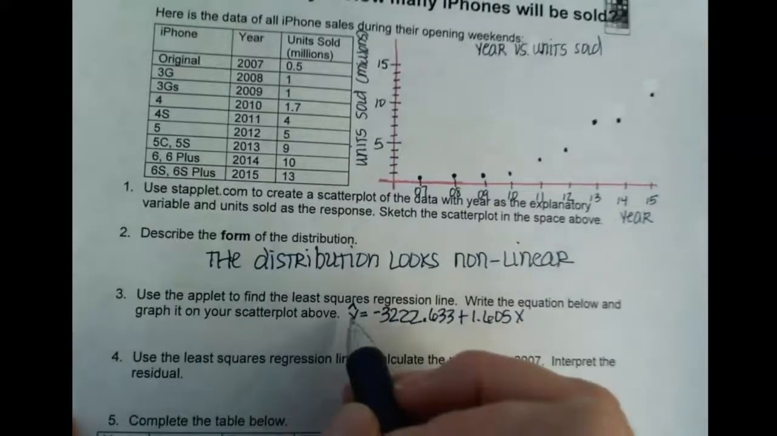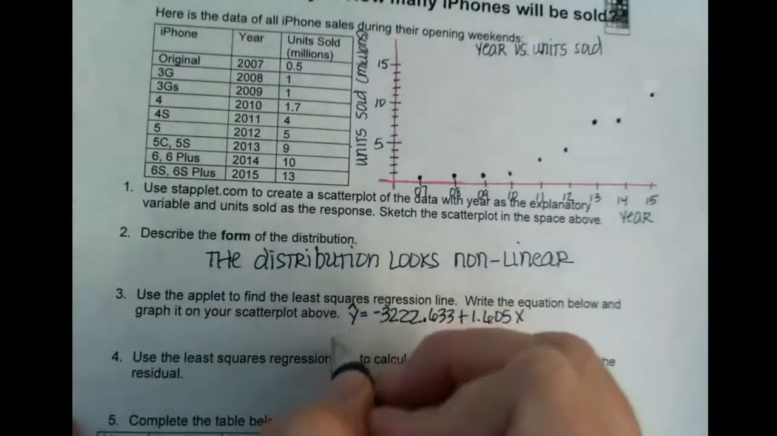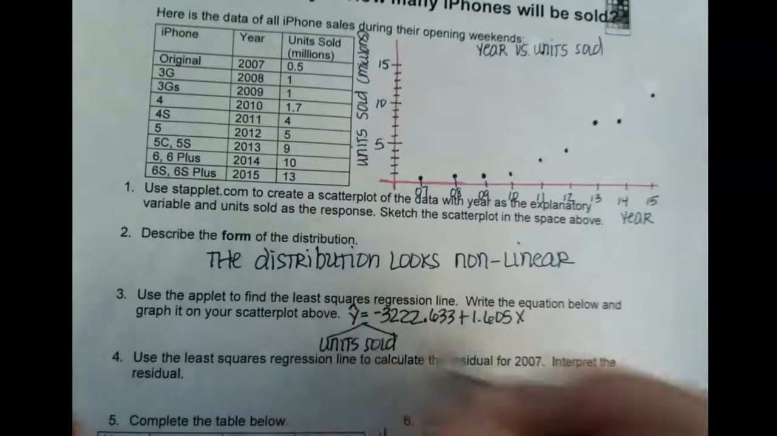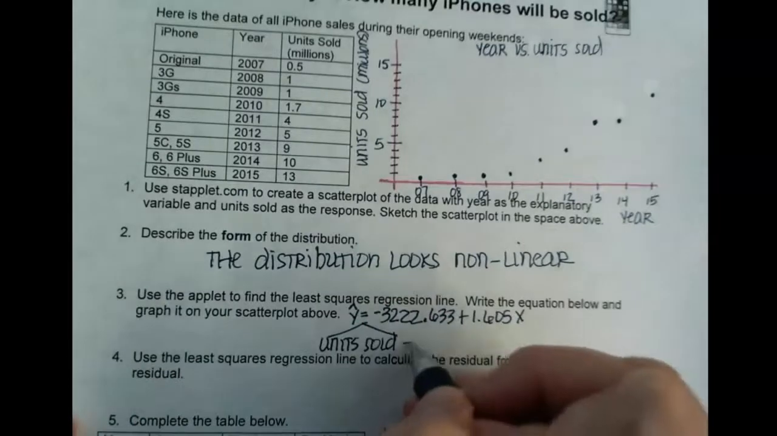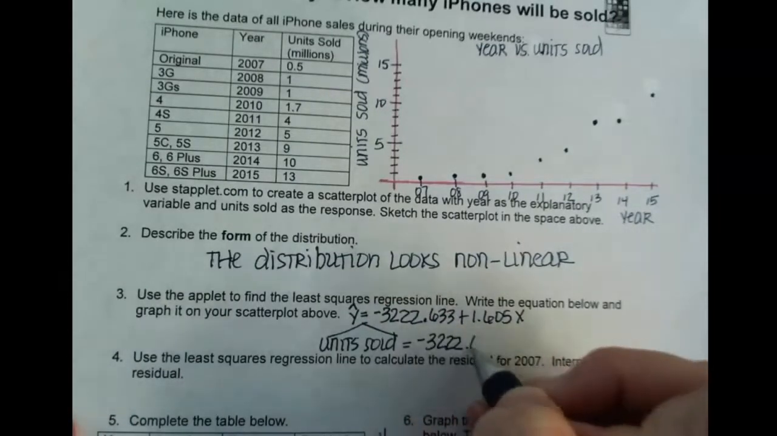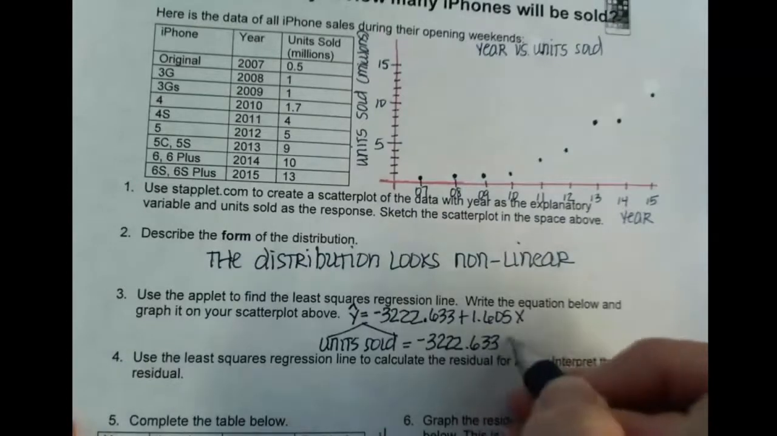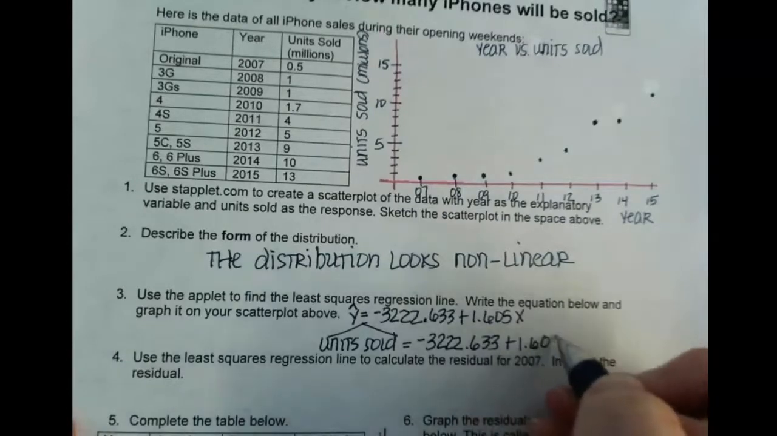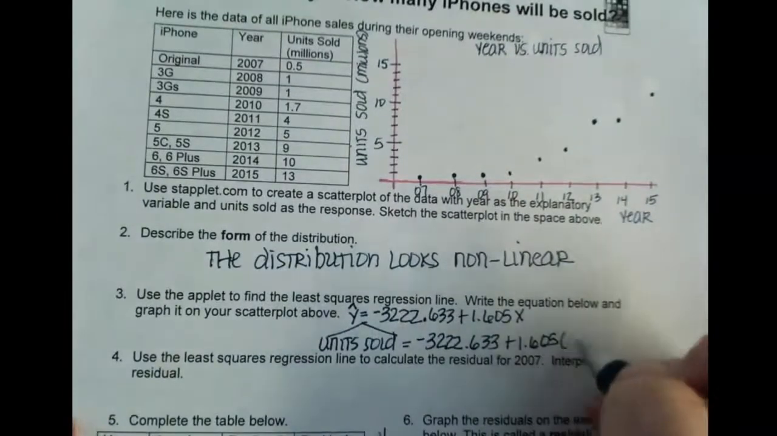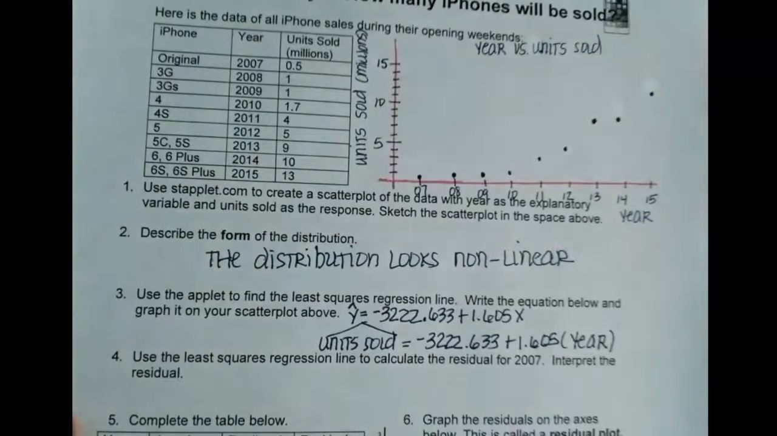What does the y hat represent? It represents the units sold. So we're going to put a hat over that. And then we're going to finish out our equation: -222.633 plus 1.605, and the x value will be the year. So there it all is in context.